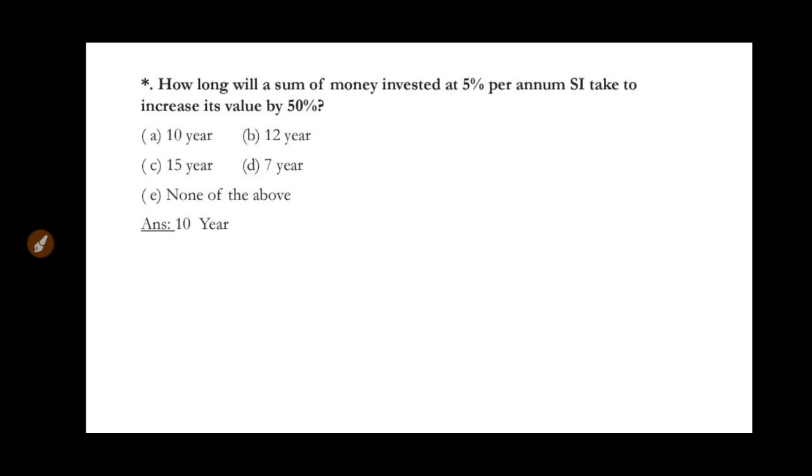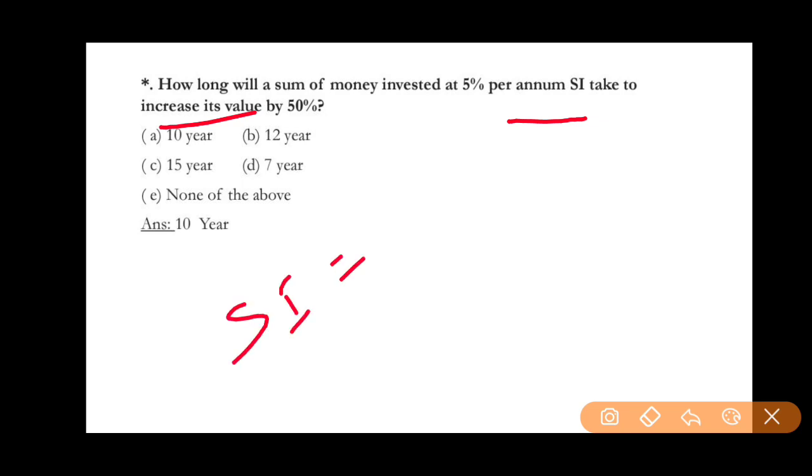For calculating any kind of time, this is a very easy question, so you can calculate very easily. Let's check from the end. The simple interest takes to increase its value by 50%. So you can mention it like this: 50% of whatever the principal value is, so P by 2. Simple interest equals 50% of the principal. Then simple interest, P by 2, is equal to PTR by 100.